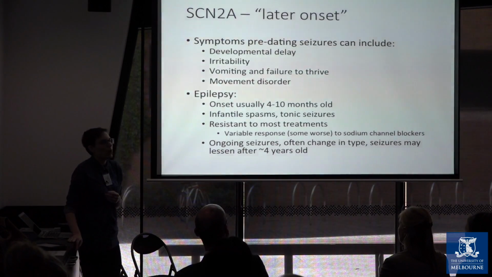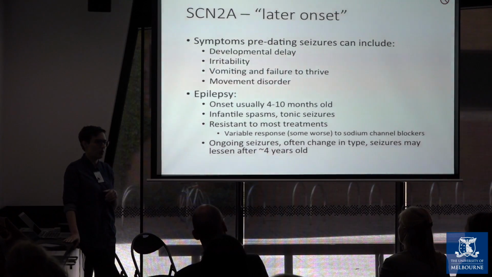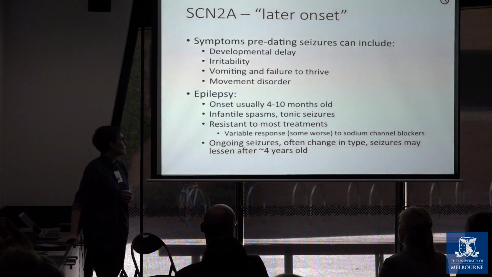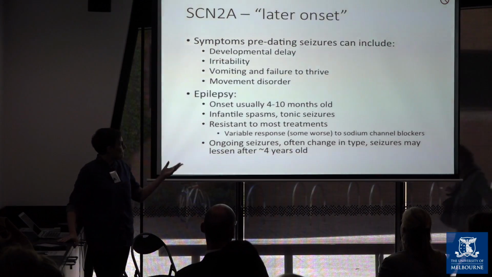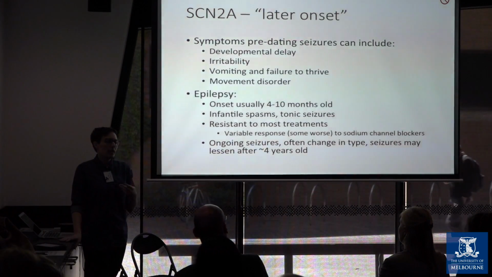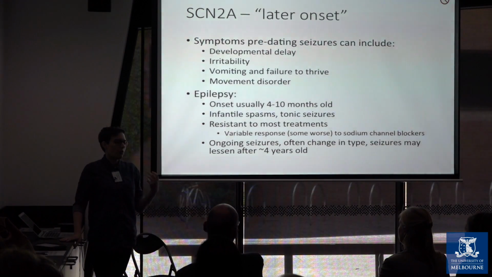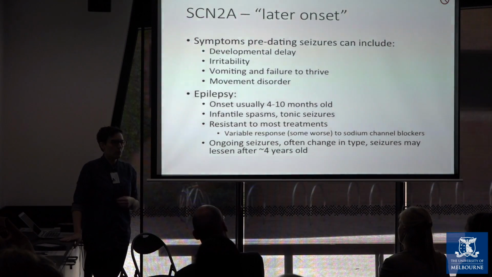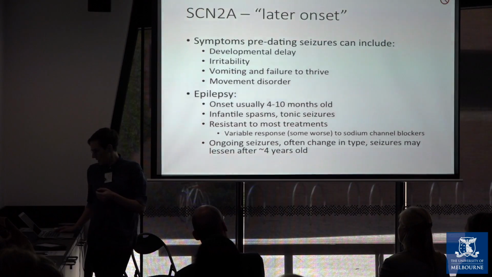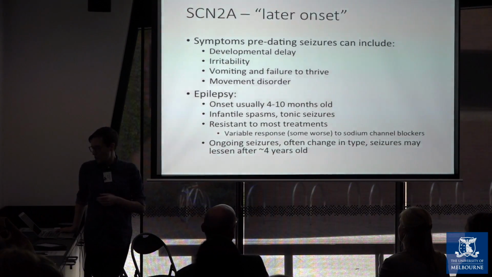Seizures might change in type over time. We do notice that some children's seizures improve after about the age of 4 years. Don't really know why that is. Oftentimes after that age, the movement disorder is the most prominent thing. Intellectual disabilities, developmental delays are prominent, often not quite as severe as with the neonatal type, and behaviour and irritability can be very significant issues here. And unfortunately, I don't have a good answer for that yet. That's often a thing that really impacts on families' lives.